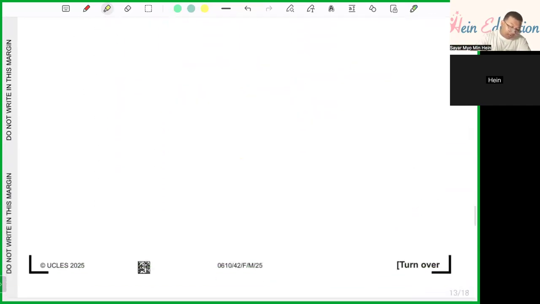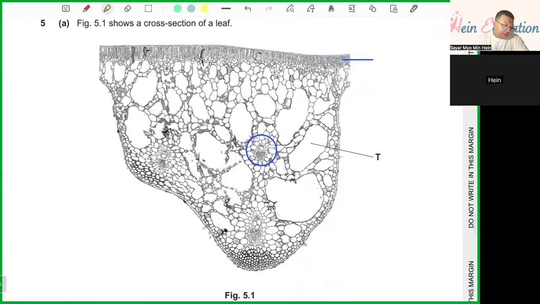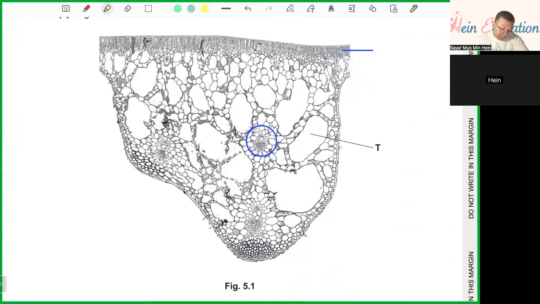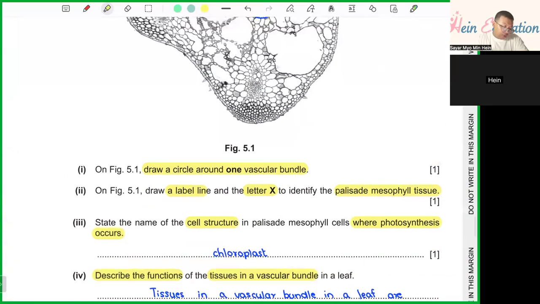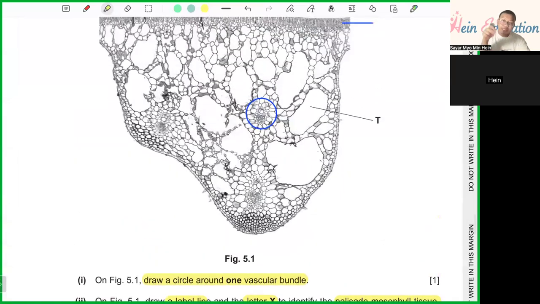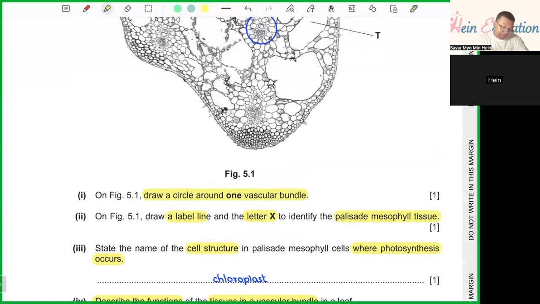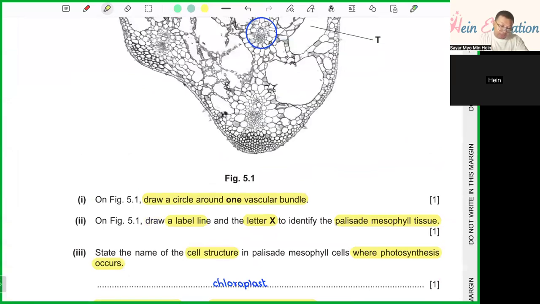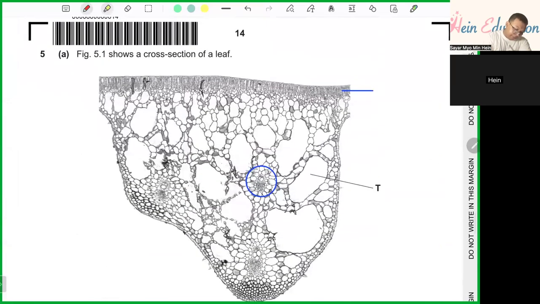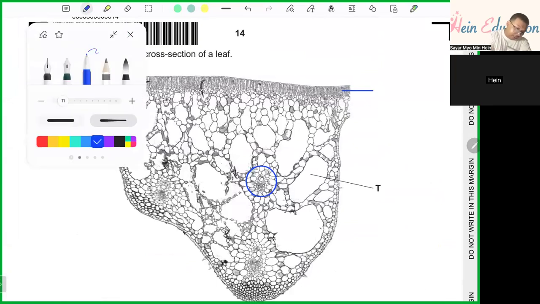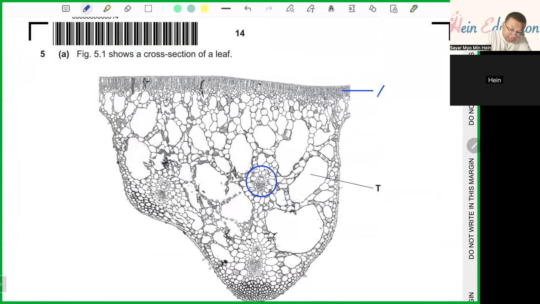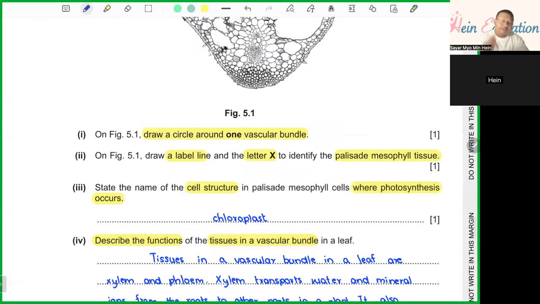And moving on to question number 5, figure 5.1 shows a cross section of a leaf, and then on figure 5.1 draw a circle around one vascular bundle. So we can see I drew a circle around a vascular bundle, and then a label line and letter H to identify palisade mesophyll tissue. Oh, I forgot, I drew a line, but I forgot to write the letter H. So you have to identify a palisade mesophyll cell, and you have to write a letter X. And state the name of the cell structure.